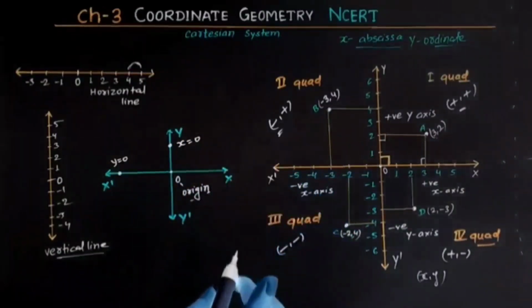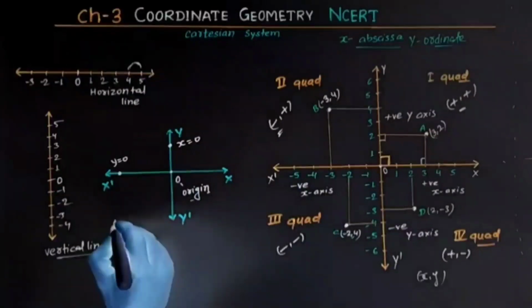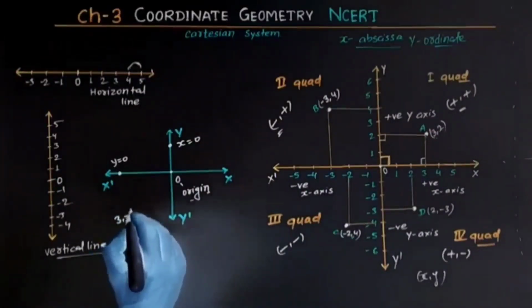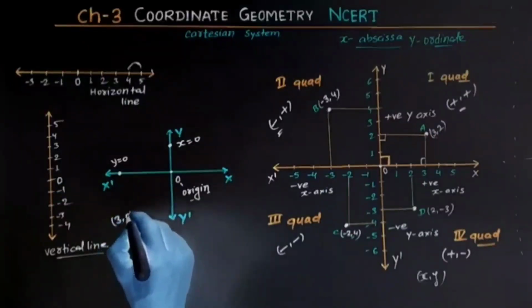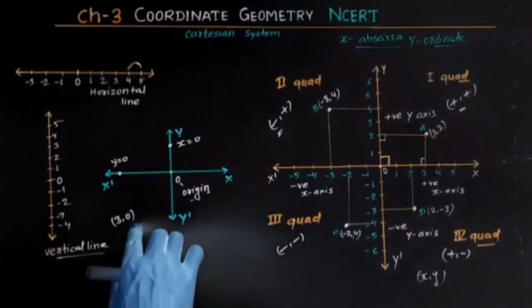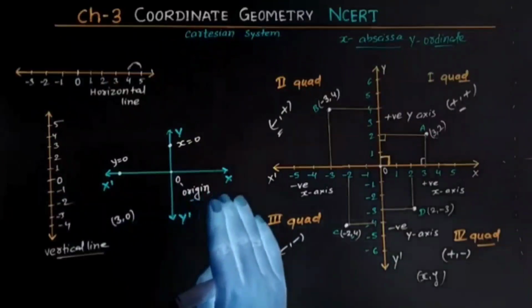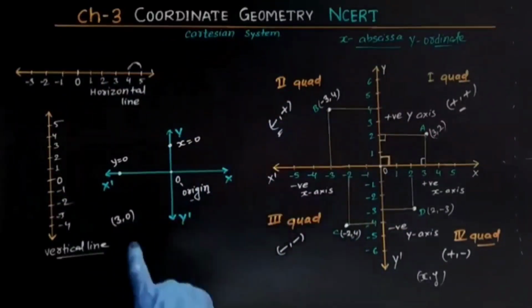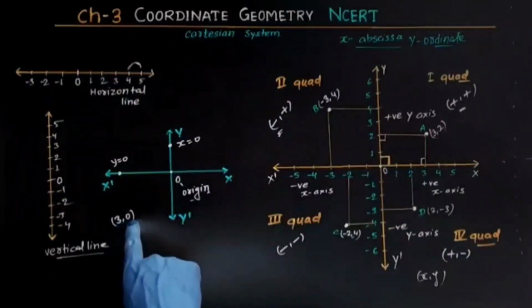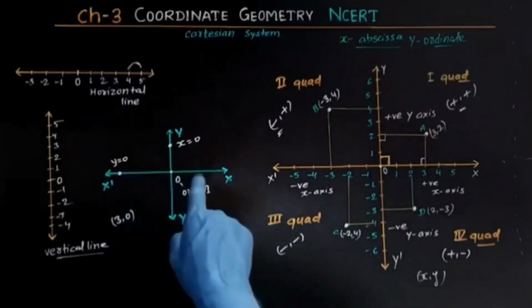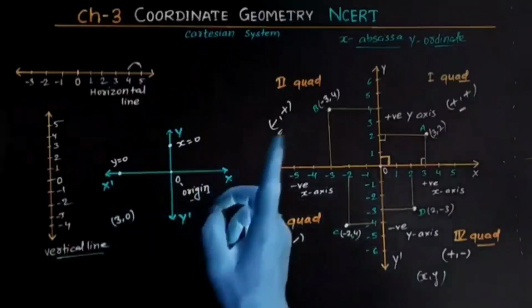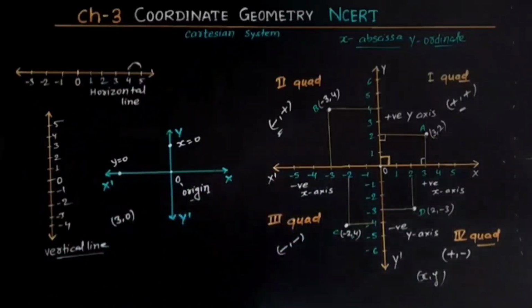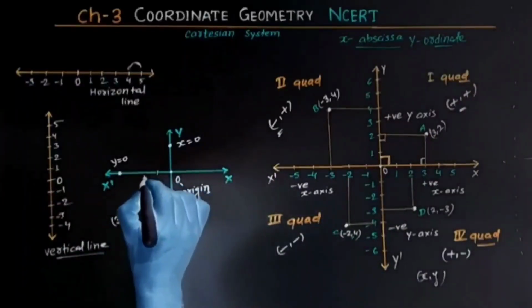If a point lies on x-axis, the y coordinate is always 0. And for a point on y-axis, the x coordinate is 0. So, a point 3, 0 lies on x-axis because the y coordinate is 0. Because on x-axis, the y coordinate is always 0.